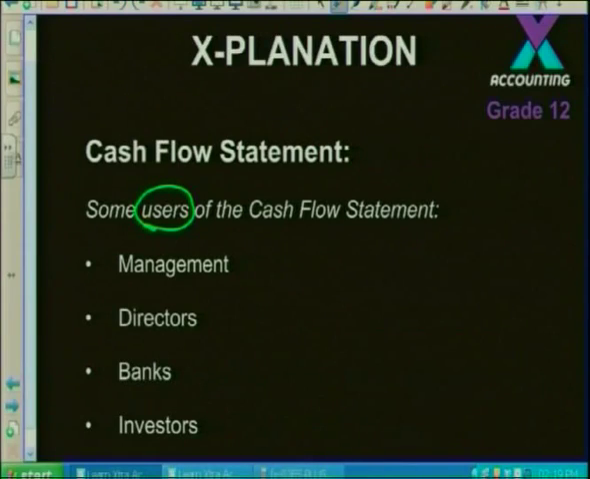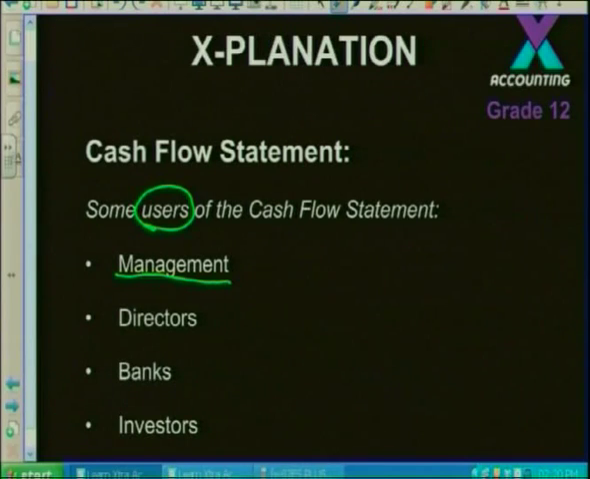Right, let's move on. Let's now look at some of the users of your cash flow statement. Okay, users, in other words, who's interested in reading that cash flow statement. Obviously, management. Management refers to the company itself. Your directors form part of management.